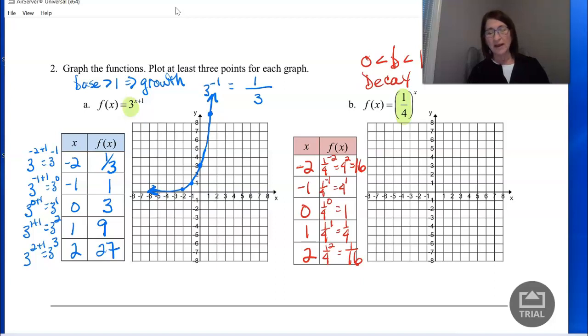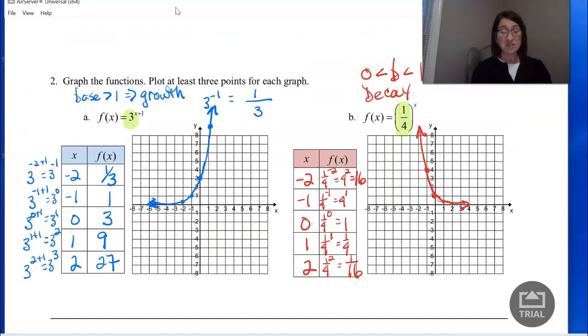All right, so when I plot those, (-2, 16) is off the chart. Let's start with the next one: (-1, 4), (0, 1), (1, 1/4), and (2, 1/16). We get closer and closer and closer. So that one, we've got our curve, and it would go just like that. That's what this one would look like. And that makes sense. It's what we expected.